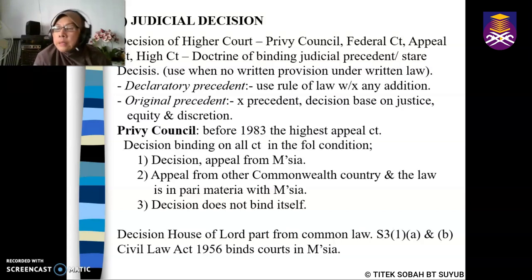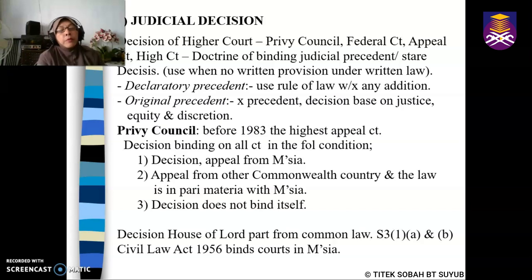However, the decision by the Privy Council is still binding on us. Walau bagaimanapun, kes-kes oleh Majlis Privy ini masih mengikat kita. Okay? So the decision will be binding upon us, upon the Malaysian court, especially when the appeal is from Malaysia itself. Of course it will be binding upon us. Or the appeal is from another Commonwealth country. Commonwealth countries are those countries which were ruled by the British.